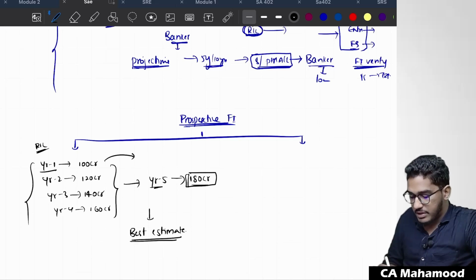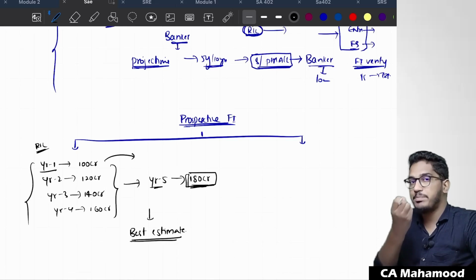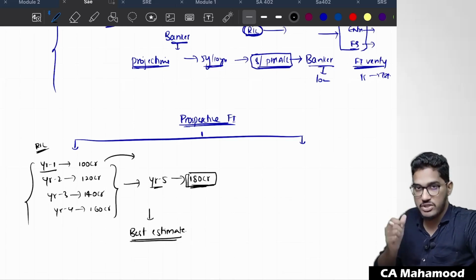So take for example, if I am reading the past few years of the profit trend, it is clearly visible that in year 5, the entity is going to make 180 crores of profit. That is an estimate, but that is going to be a best estimate. Why? Because it is highly achievable.